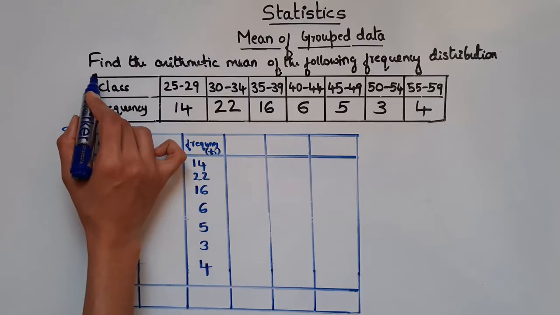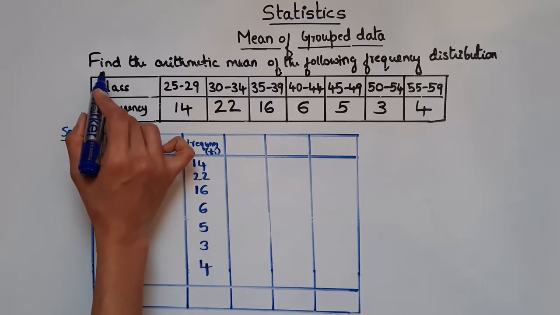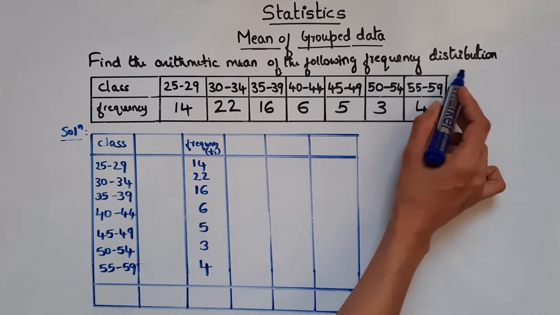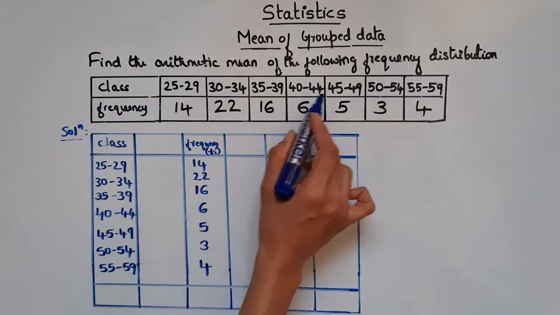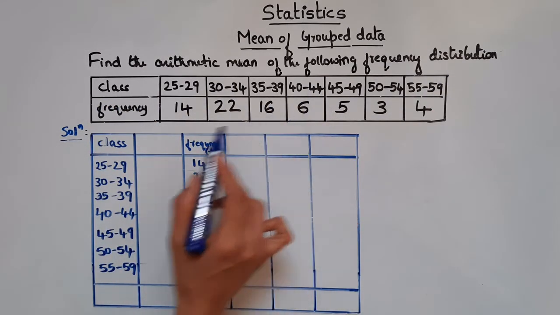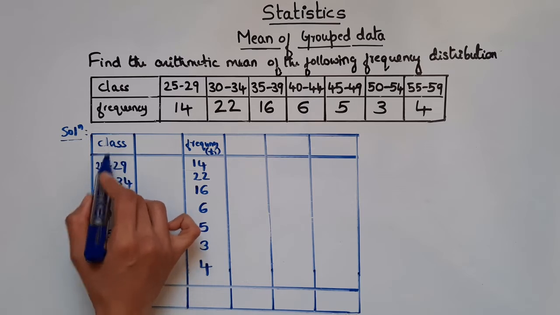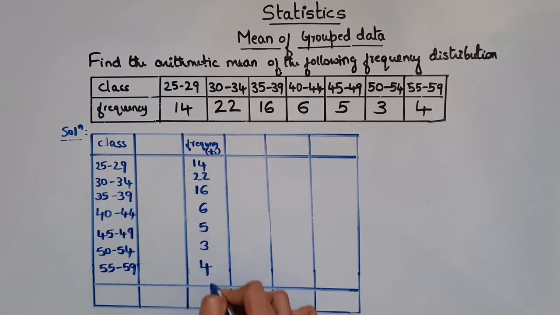Alright. So now let's see this problem. Here it says find the arithmetic mean of the following frequency distribution. So the class intervals are given and we have frequencies. So the first step is to write what is given. So we have class intervals and respective frequencies.